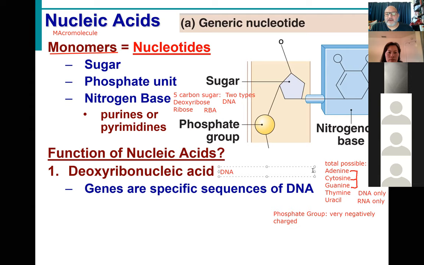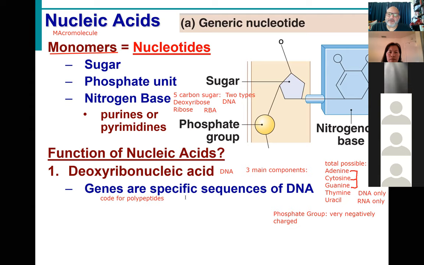is coded for our genes. Our genes are basically specific sequences of DNA that code for polypeptides. They're what make our proteins. And like I said, those proteins determine everything about us. This DNA then is pretty darn important. So it is locked up inside of our nucleus so that it can be protected.